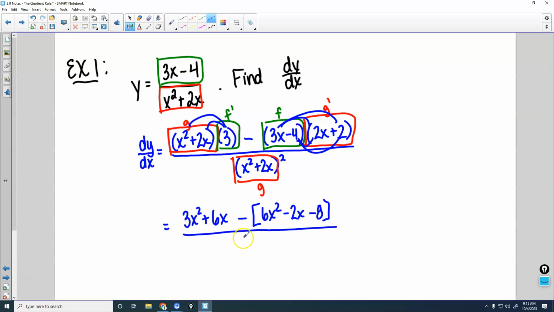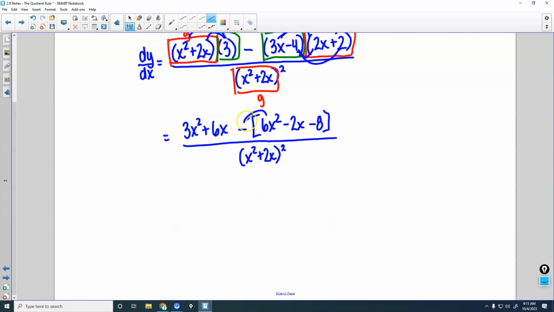I would not multiply the bottom together. I would leave it like this. Most of the time, they do not expand that. And so we would need to distribute that negative. We got 3x squared plus 6x minus 6x squared plus 2x plus 8.